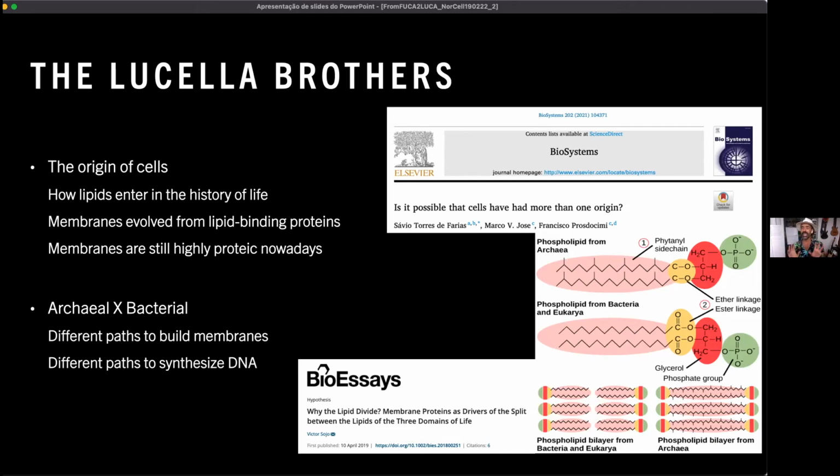So we believe that LUCA was not cellular, and they got different pathways to become the bacterial LUCA and the archaeal LUCA, which are the Lucella brothers. We renamed LUCA as Lucella, for last universal cellular ancestor. It's not the common ancestor, it's the cellular ancestor. And all these pathways were already built in a genome of LUCA.